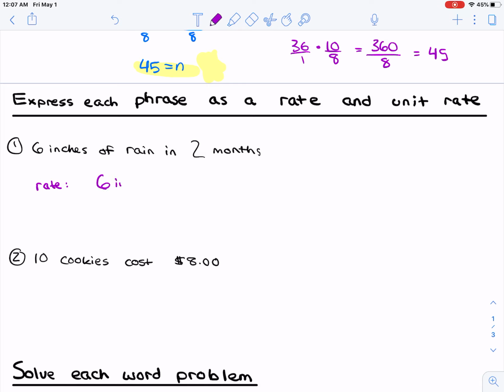We could go ahead and do it as a fraction, so 6 inches over 2 months, or we could do 2 months over 6 inches, or we can write this as a ratio, so 6 inches to, with our colon, 2 months.